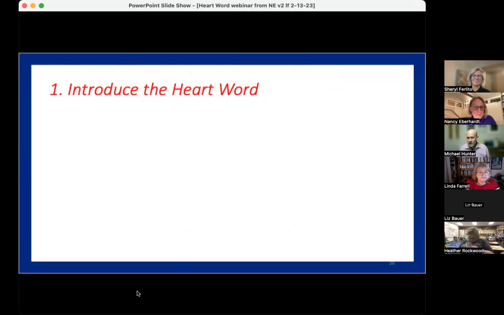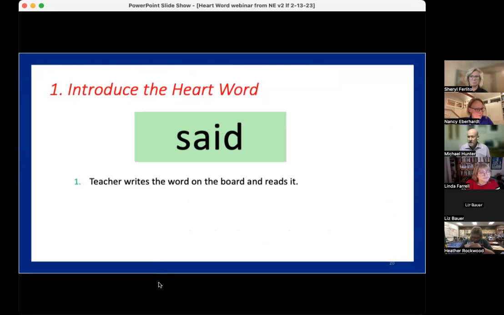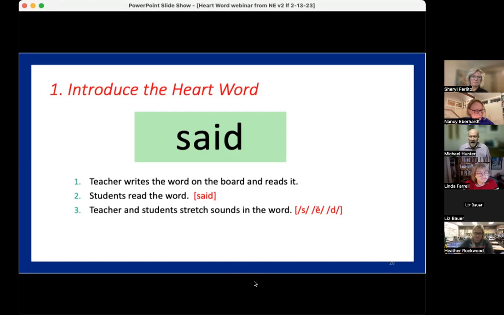So here's how we introduce a heart word. Teacher puts the word on the board and reads it. So this word is said. Everyone read the word. Said. Okay. Now, we use our fingers when we think about segmenting the sounds in a word. So we call it stretching, and we start with our thumb, and we will all stretch the sounds we hear in said.